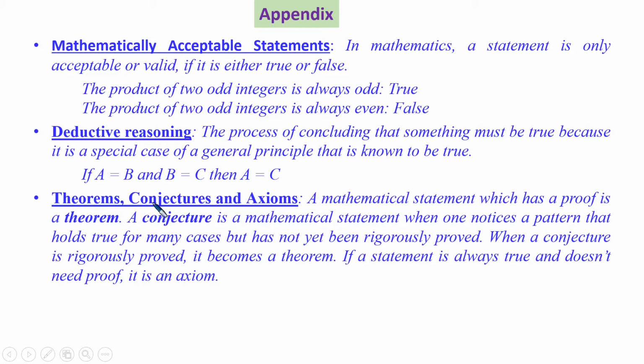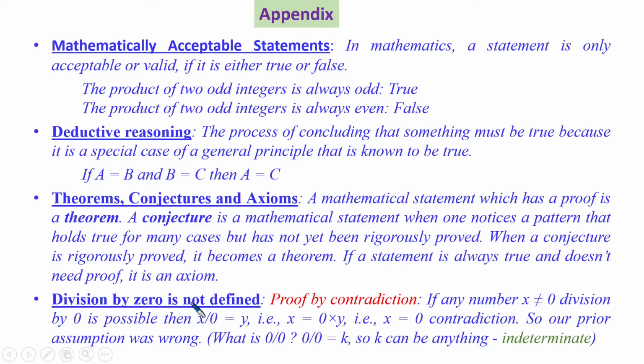Then there are theorems, conjectures and axioms, which we have defined earlier also. For completeness' sake, let us repeat again. A mathematical statement which has a proof is a theorem. We have discussed this in great detail in our previous lecture also. A conjecture is a mathematical statement when one notices a pattern that holds true for many cases but has not yet been rigorously proved. When a conjecture is rigorously proved, it becomes a theorem. If a statement is always true and doesn't need proof, it is an axiom. That also we have discussed in detail in our earlier classes.